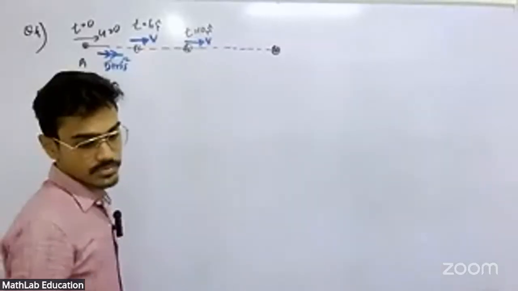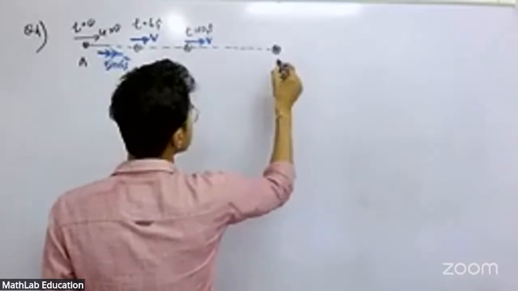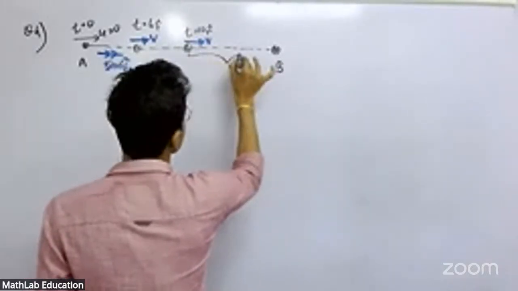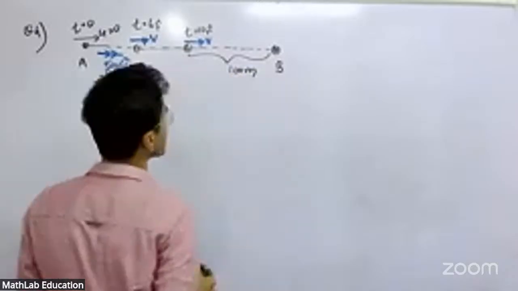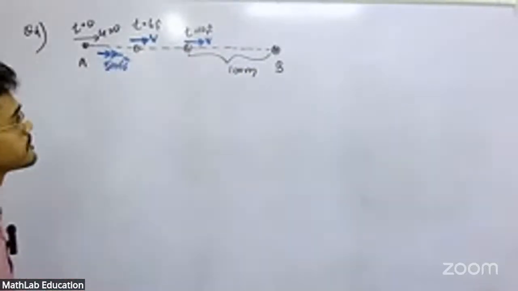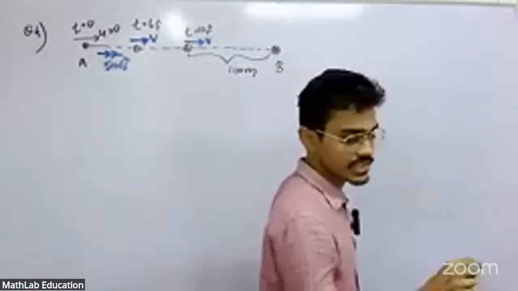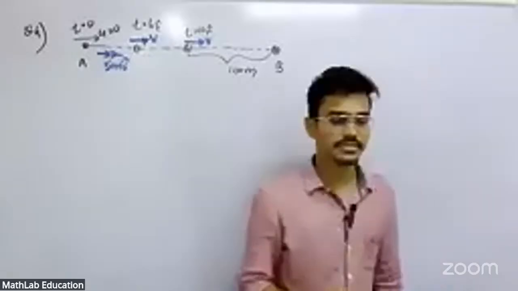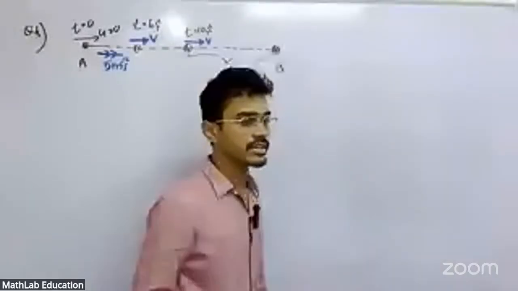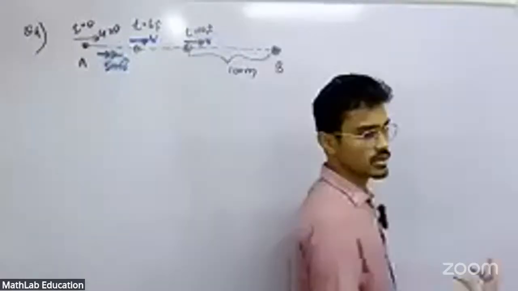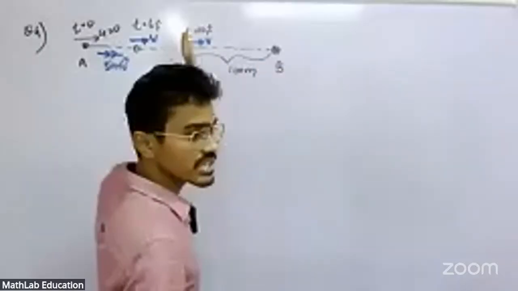In order to stop the bus at the next bus stop B, which is 100 meters away, B is 100 meters away from this point, right? To stop the bus at B, if the bus is stopped, what about the velocity of the bus? At the stopping point, what about the velocity? It is 0, right? Then from here to 0, velocity decreases.